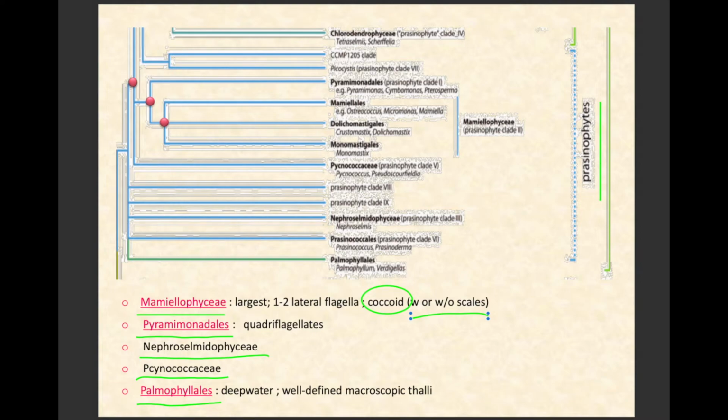We also have your Pyramimonadales. These are your quadriflagellates. They have 4 flagella. They are very closely related to your Nephroselmidophyceae. Sister taxa yan, dalawang yan.